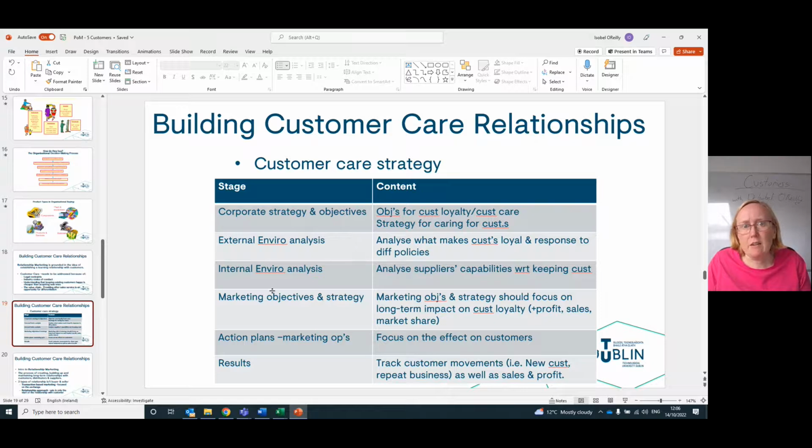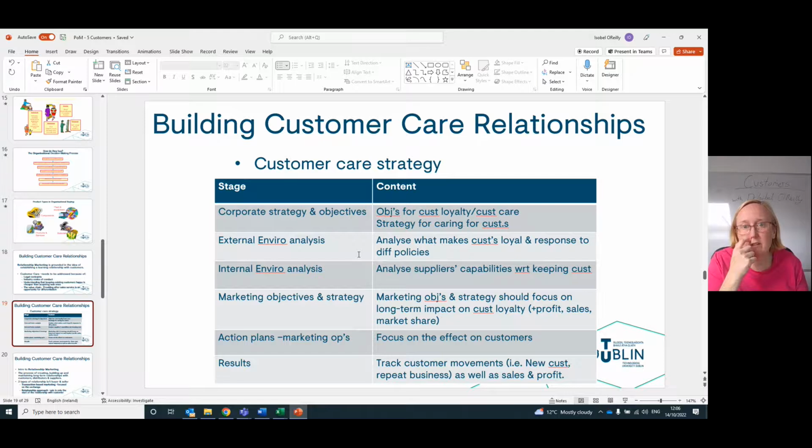So we have a little table here looking at customer care strategy. We have the stages down the left and the content of what we should be focusing on at each stage on the right. So corporate strategy and objectives. The objectives for customer loyalty and customer care should be included here, as with a strategy for caring for customers.